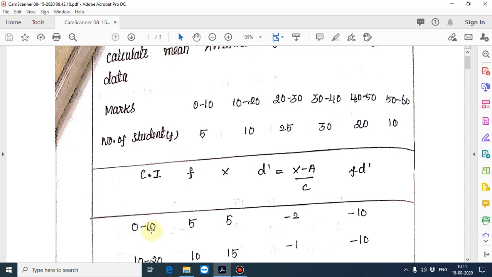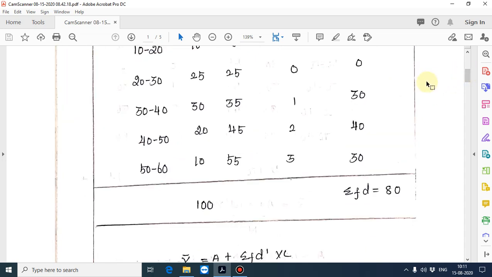Then what answer will we get? 10 by 2, that is 5. Then 10 to 20, that means 10 plus 20 is 30, 30 divided by 2 means 15. Likewise you have to find the value for x. Then you add the frequency f, and you will get the value for n, which is 100.